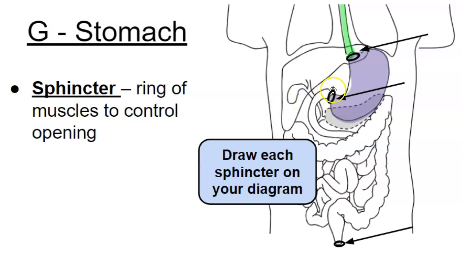So on your diagram, I want you to make sure you draw in these three sphincters. They're important because as the stomach is churning and mixing, we don't want food to go on too early, and we don't want food to go back up the wrong way. After the stomach's mixed, churned, added acid, it moves on to the next part.